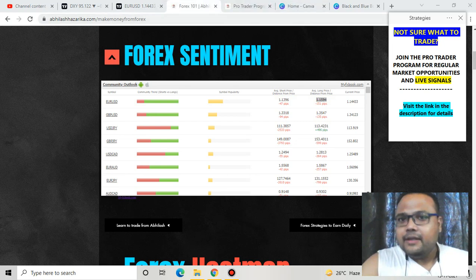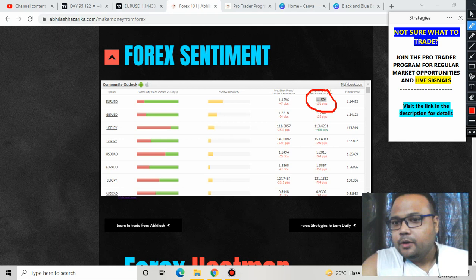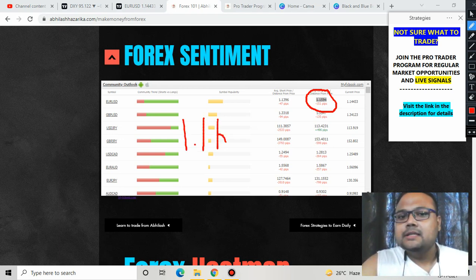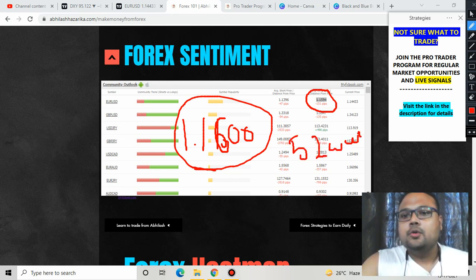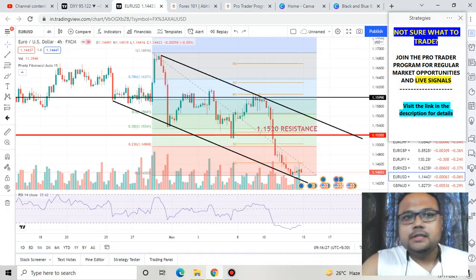And the average buy price you can see is 1.1594, so it is around 1.1600. This is the average buy price of Euro USD. And sadly, Euro USD is right now standing at a 52 weeks low. This is the condition of Euro USD right now.